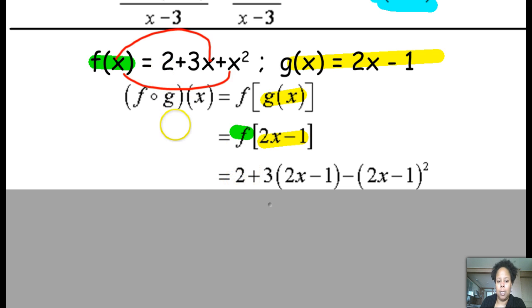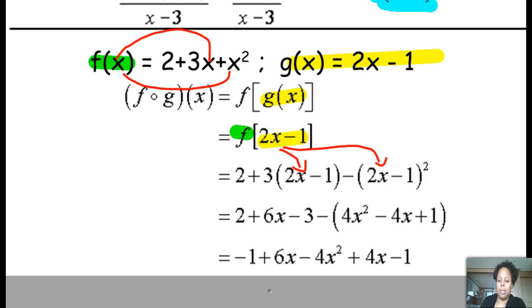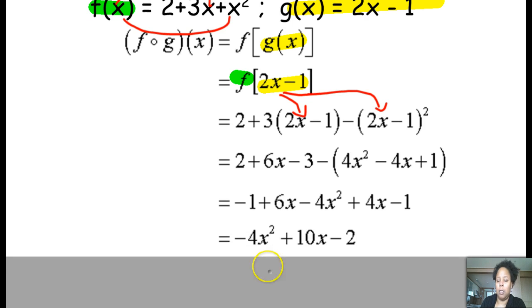And so we end up with something like this. As you can see, the 2x minus 1, which is the g, is in here, and then we're going to square it. So the resulting function, when I do my algebra and simplify, looks something like this. So this function is essentially the simplified composition function of f of g of x.